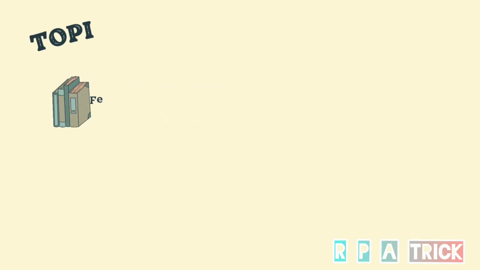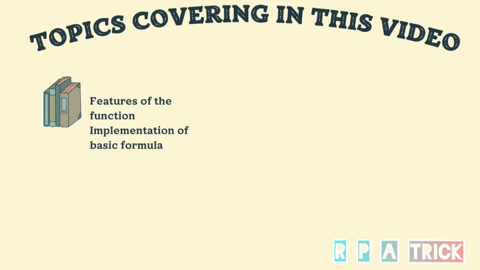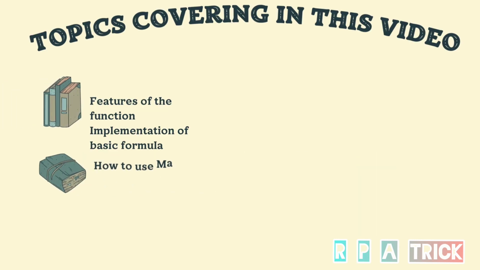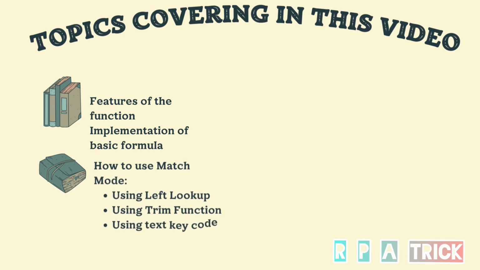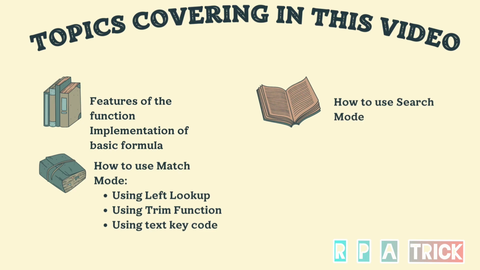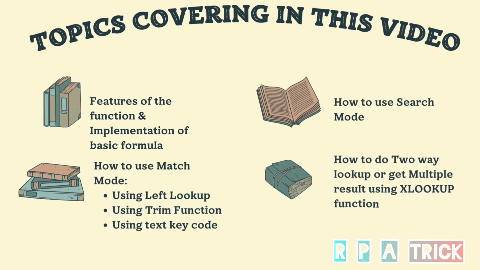We will be covering: Number 1, features of the XLOOKUP function and implementation of the basic formula. Number 2, how and where to use match mode, using left lookup value, the TRIM function, and wildcard characters. Number 3, how to use search mode. Number 4, how to get multiple results using the XLOOKUP function.